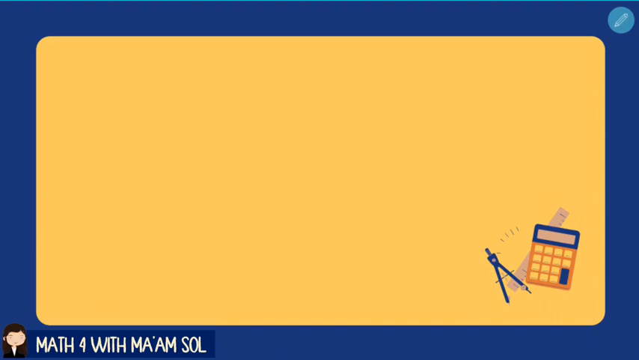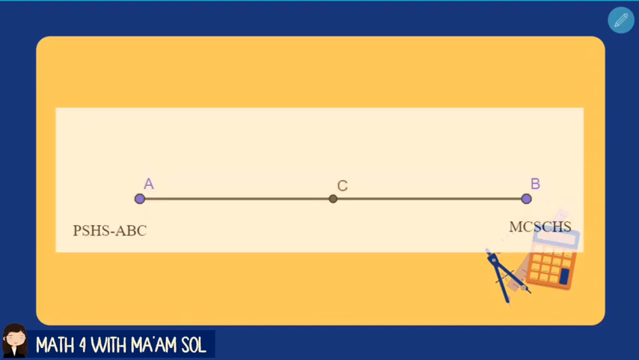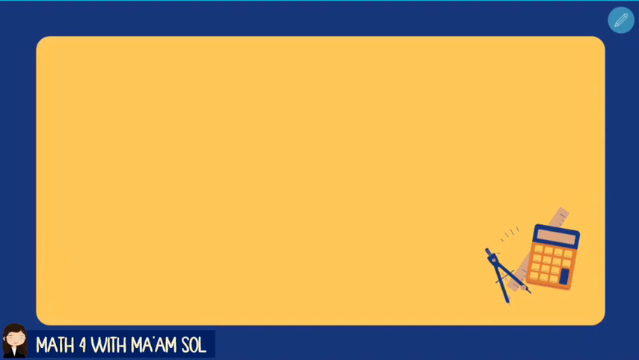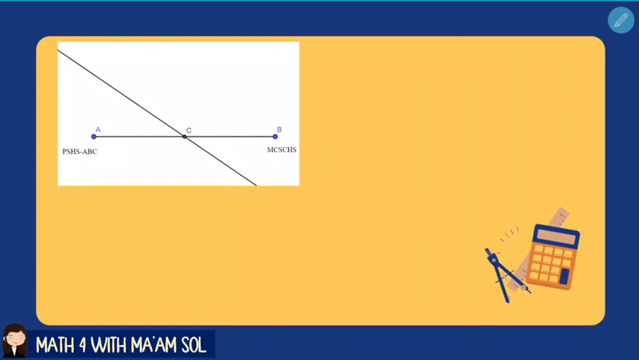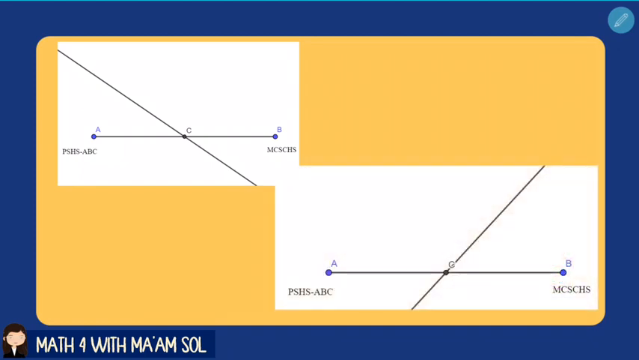How would we find that path? The word equidistant gives us a hint that it should pass through the midpoint of the segment joining PSHS-ABC and MCSHS. So we found that here on point C. Is it enough to just let any random line pass through the midpoint C? Well, we said that the condition should be that it should be equidistant to the points A and B.